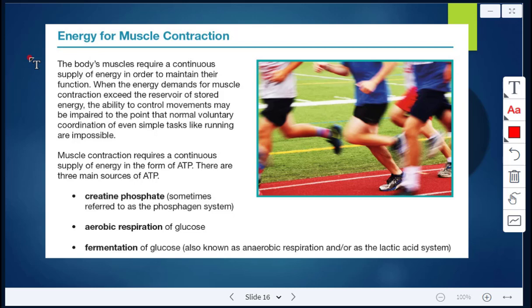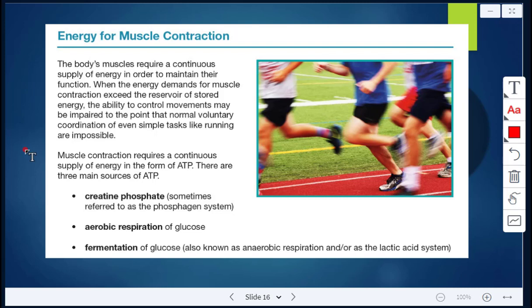Energy for muscle contraction. The body's muscles require a continuous supply of energy in order to maintain their function. When the energy demands for muscle contraction exceed the reservoir of stored energy, the ability to control movements may become impaired to the point that normal voluntary coordination of even simple tasks like running is impossible. We know that muscle contraction requires a continuous supply of energy in the form of ATP.